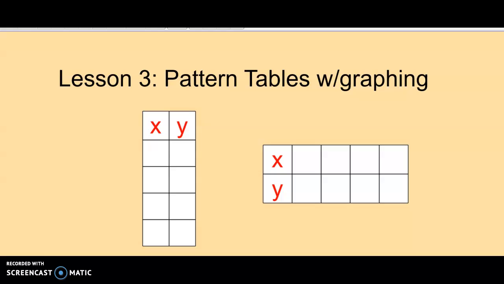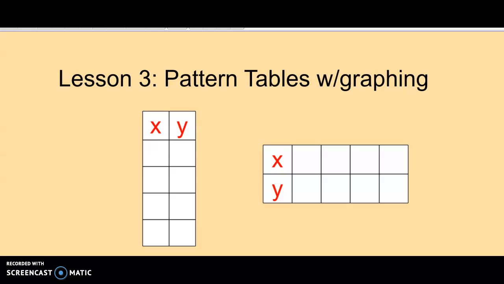So we're continuing with our pattern tables today. We're going to add one more element to it. This is our third thing that we're learning about patterns and pattern tables. We have one more lesson of new stuff, and then we'll start putting it all together tomorrow. But anyway, today we're going to look at pattern tables, and we're going to turn those pattern tables now into graphs using those X and Y coordinates and our X and Y grid.